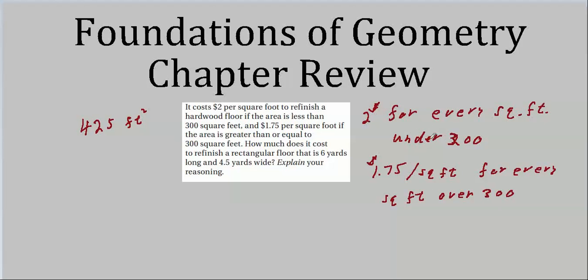In this case, we have to do it two different ways. We have to pay $2 per square foot for the first 300 feet. So that's $600. Let me just put it down here. I think you can do that in your head. 2 times 300. That's $600 for the first 300 square feet. What about the next 125 square feet? Well, that's different. We have to multiply 1.75 by 125, and where I get 125 is subtract 300 from the 425.